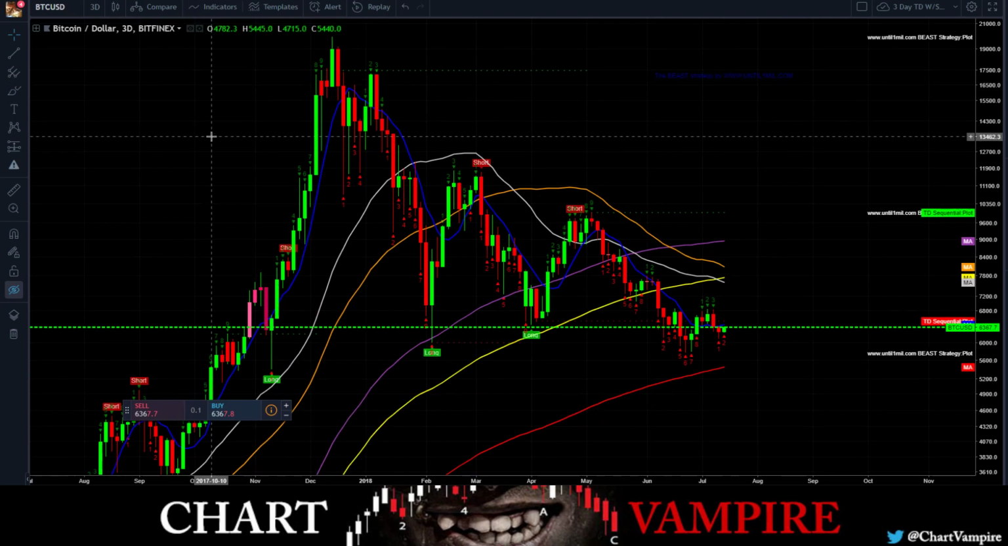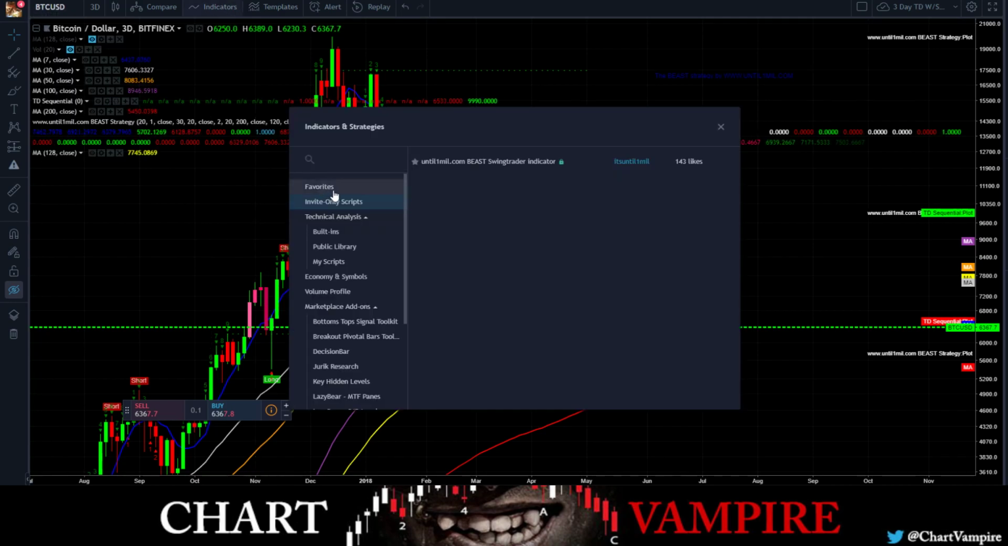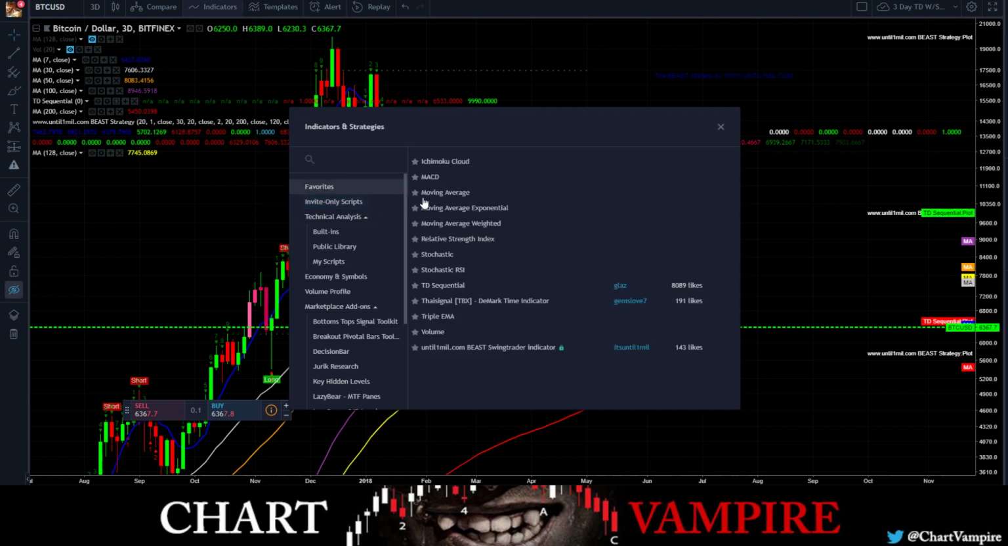you can go up to the top left corner. Once you get your indicators, you can select them from your favorites. All you do is hit moving average 5 times: 1, 2, 3, 4, 5. Only for the daily do we use the 128-day moving average indicator.